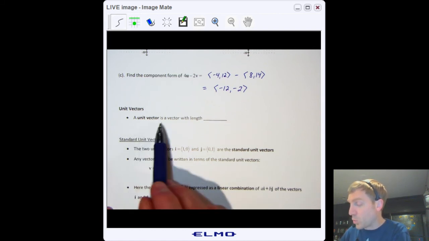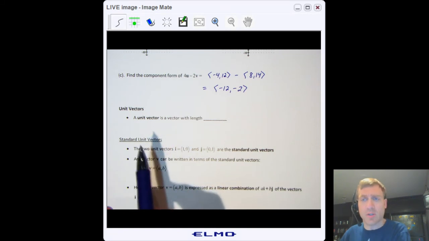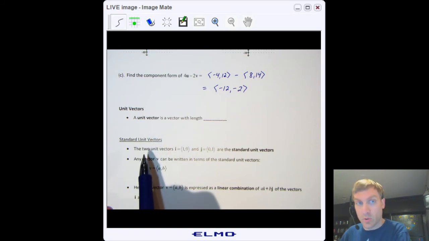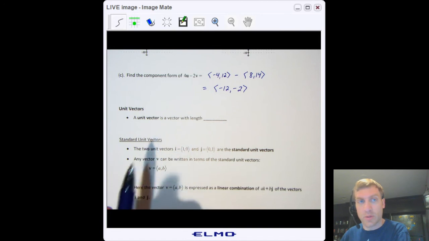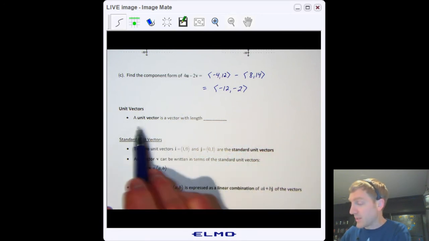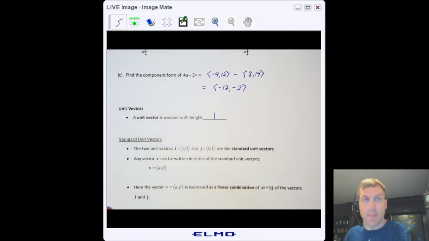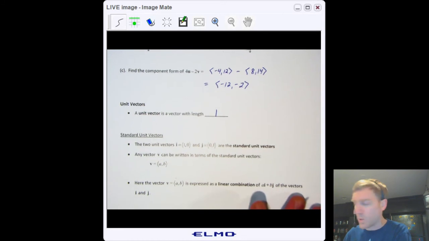A unit vector. What is a unit vector? Do you remember the unit circle? Obviously you do, but what does that mean? Why was it called the unit circle? The unit circle was called that because it was a circle with a radius of 1 unit. Okay. So just likewise, a unit vector is any vector with a length of 1 unit.